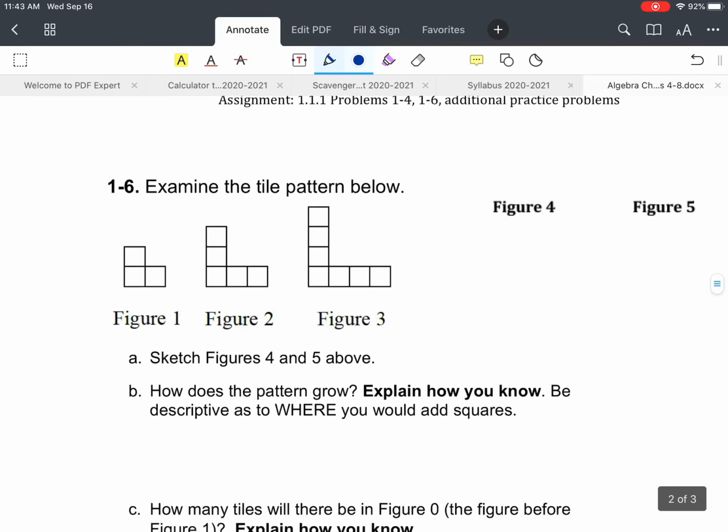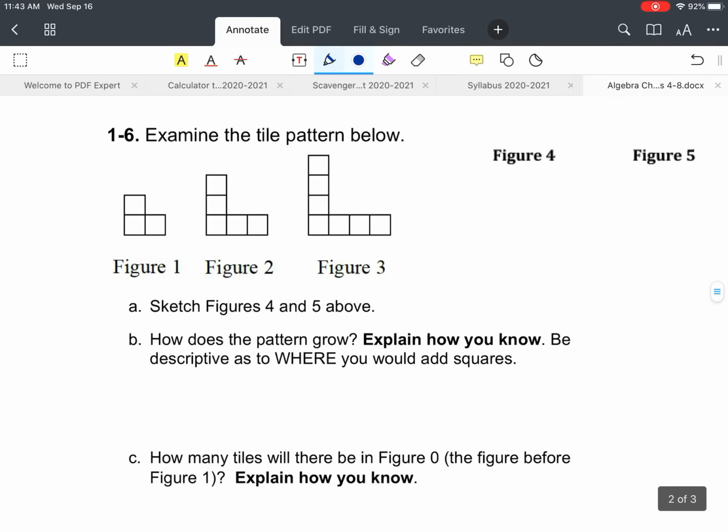Scrolling to the next problem. You might have done tiles in Math 8. It says explain the tile pattern below. So I gave you 3 tiles, figure 1, figure 2, and figure 3. We want you to sketch figures 4 and 5 right here.